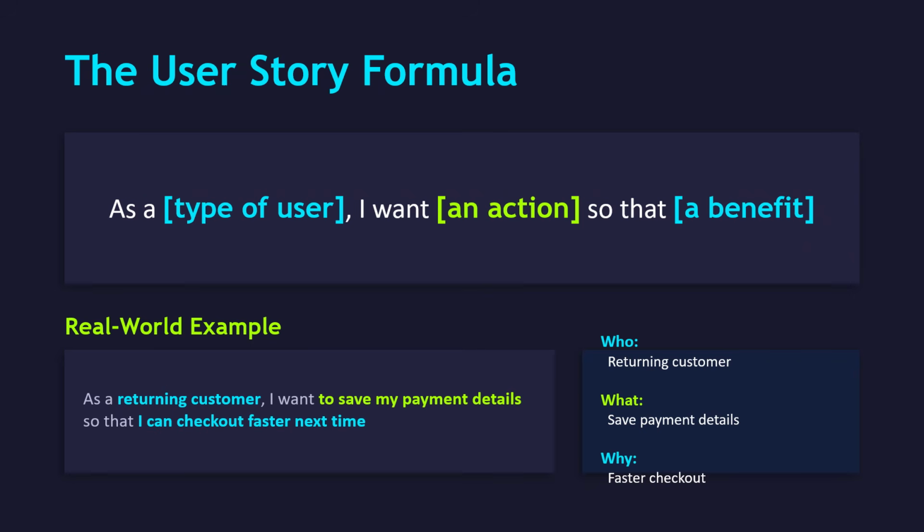Here is the golden formula every systems analyst needs. As a type of user, I want some action so that I get some benefit. Three parts: who, what, and why. Let me give you a real example. As a returning customer, I want to save my payment details so I can check out faster. You immediately know the user, the feature, and the value.